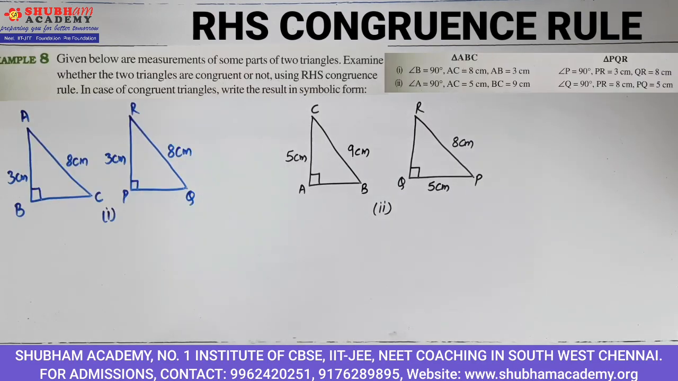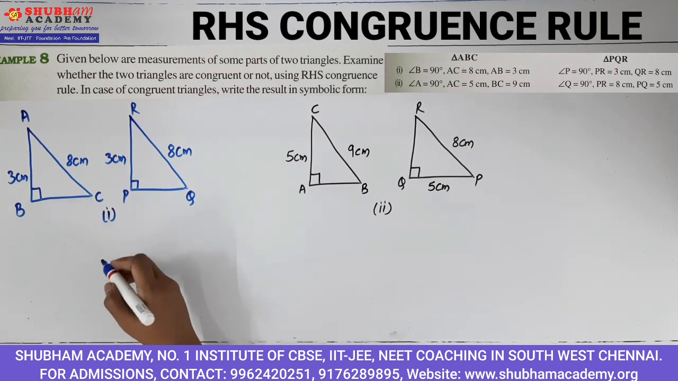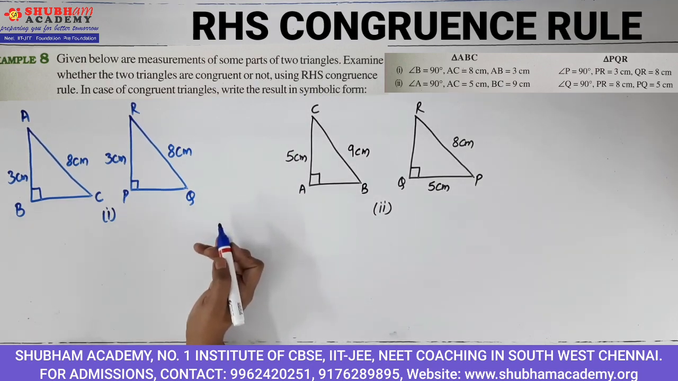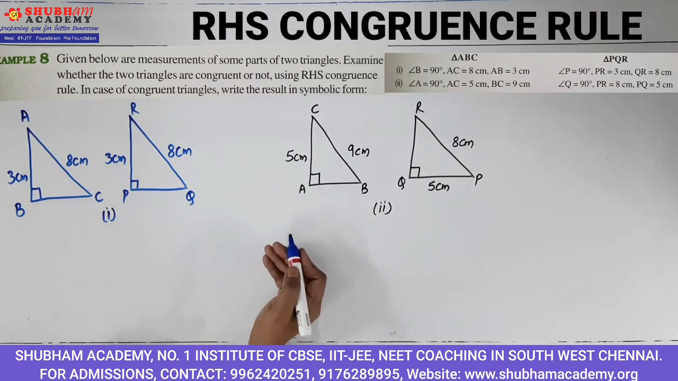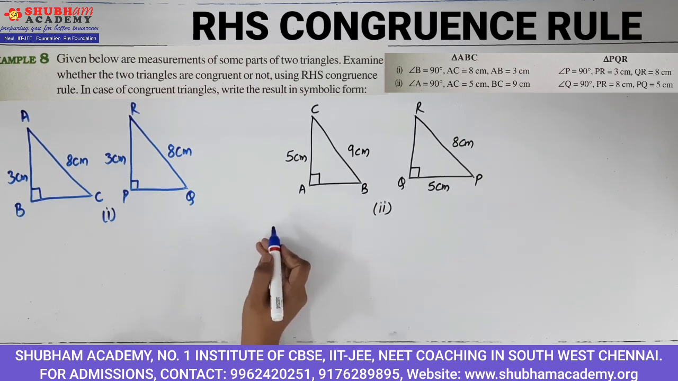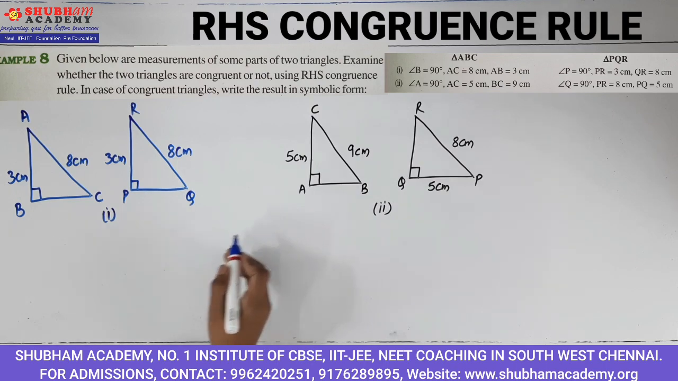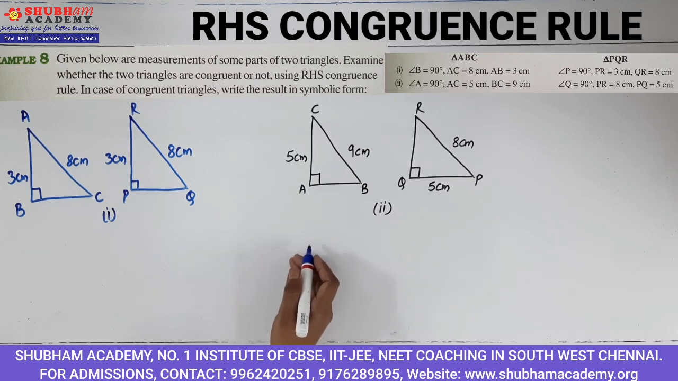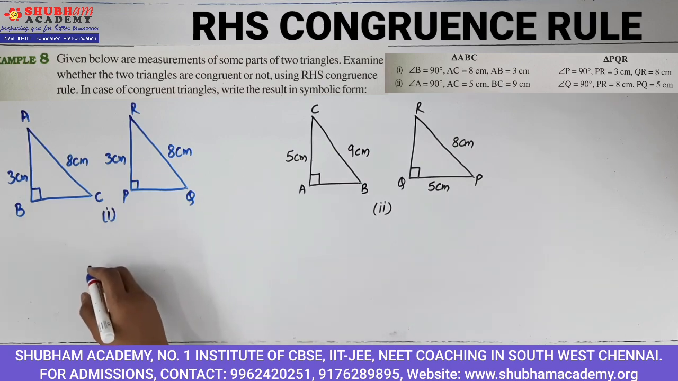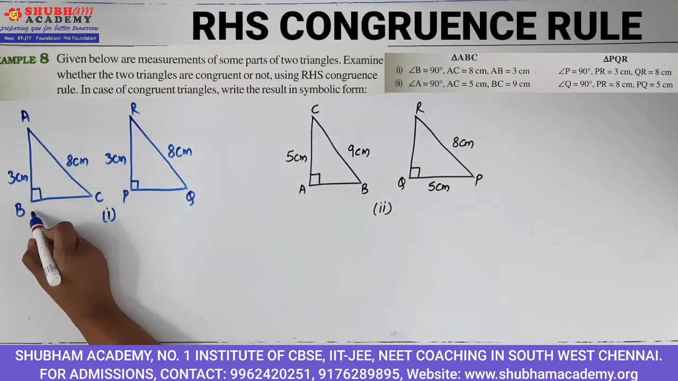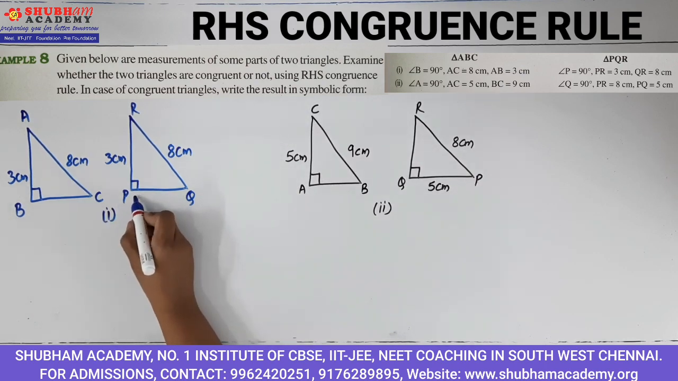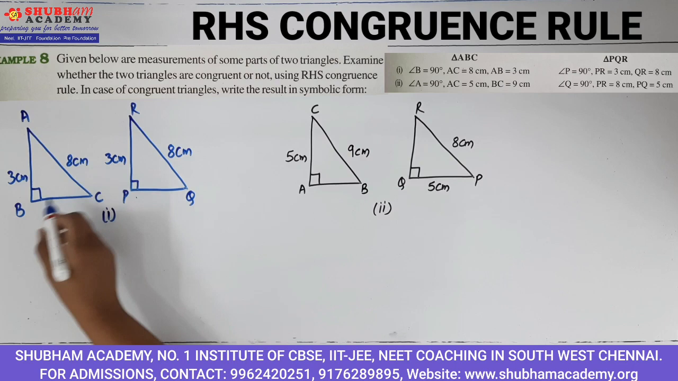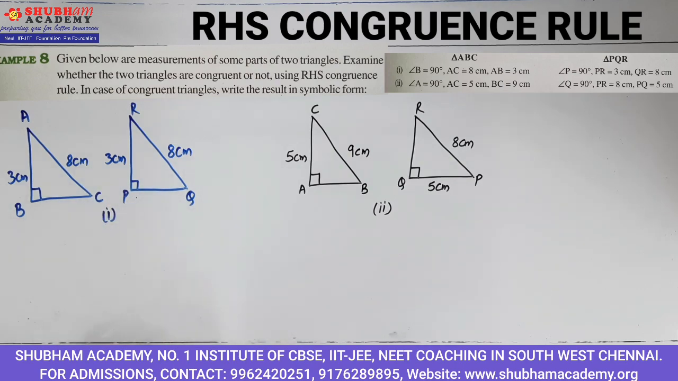So see here children, in example 8 we are given the measurements of some parts of two triangles. Examine whether the two triangles are congruent or not using RHS congruence rule. In case of congruent triangles, write the result in symbolic form. So the two subdivisions they have given, I have drawn the rough figure. It is always easy to answer the questions in pictorial form. So in first part they have given triangle ABC right angled at B and triangle PQR right angled at P, and the two sides they have given here, and then we have to compare here.